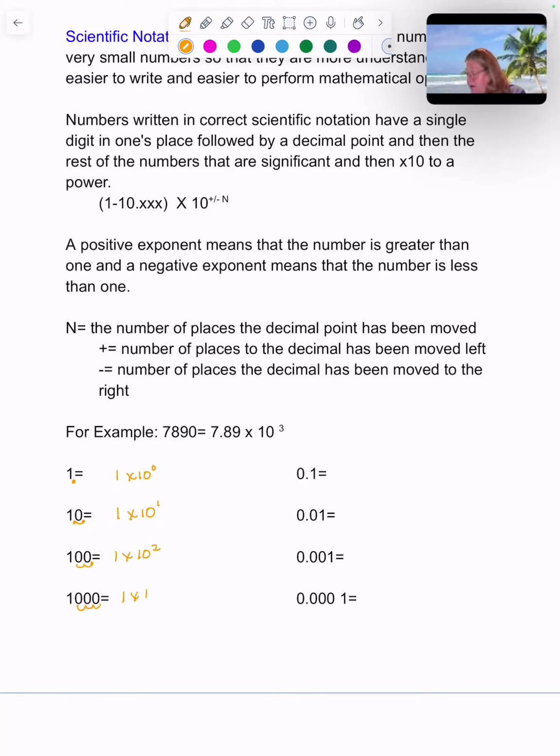Now you're going to wonder, where did all those zeros go? Well, those zeros were just functioning as placeholders. So we don't really need to include them unless they were what we would call significant for significant figures. And that'll be addressed in a later video.